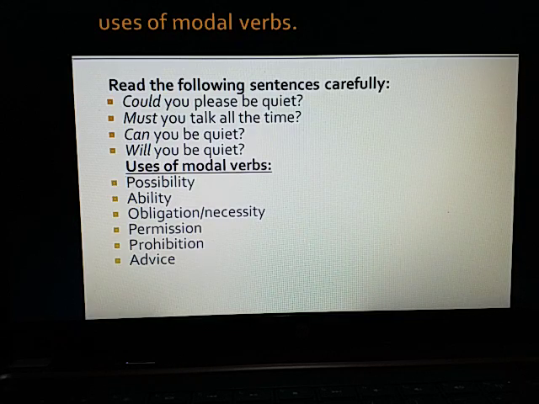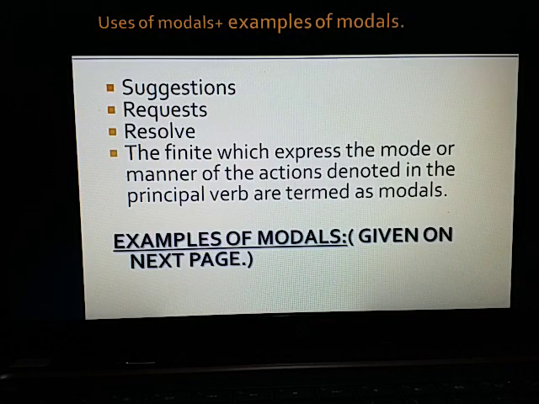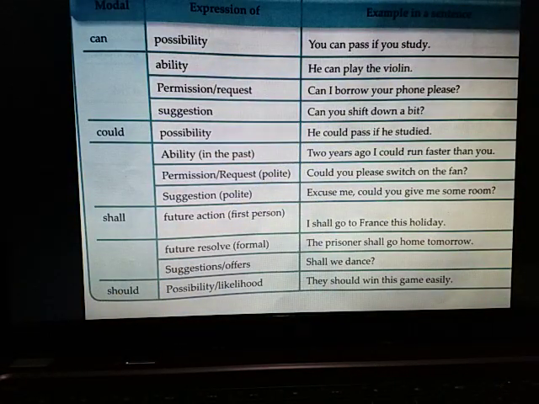Usage of modal verbs: possibility, ability, obligation or necessity, permission, prohibition, advice, suggestions, requests, resolve. The finites which express the mode or manner of the actions denoted in the principal verb are termed as modals. Examples of modals are given on the next page. Here are the examples of modals and their uses.